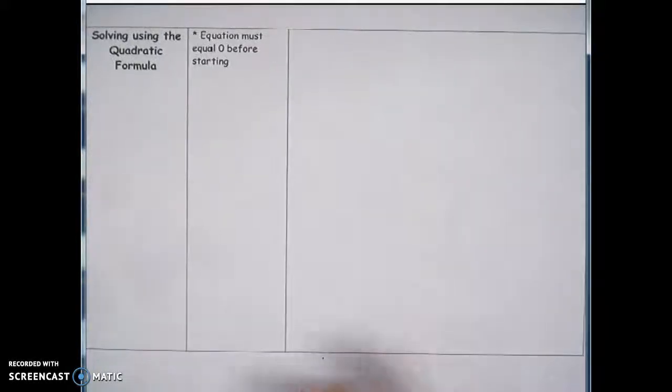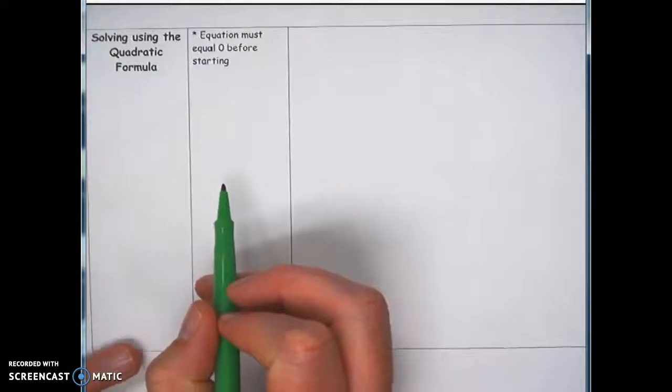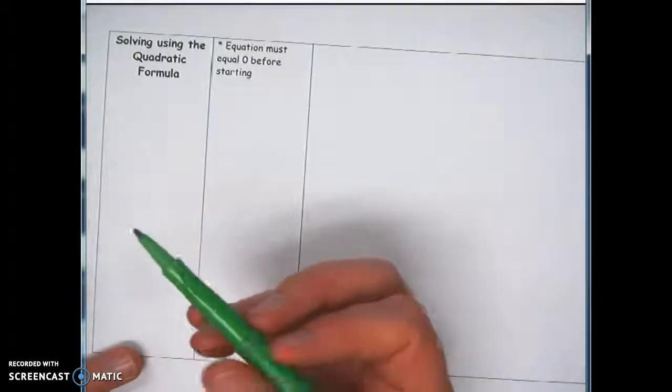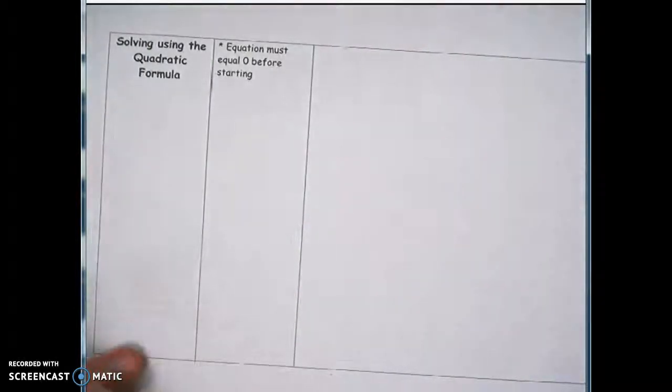All right, our last solving method is the quadratic formula. So we're going to take one more look and finish this off, our fourth and final solving method. This solving method is great because it works on just about every problem. The only problem is it's a little bit long, and some of our other solving methods might be quicker.